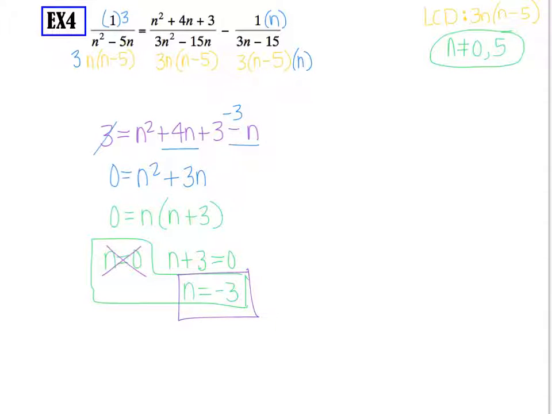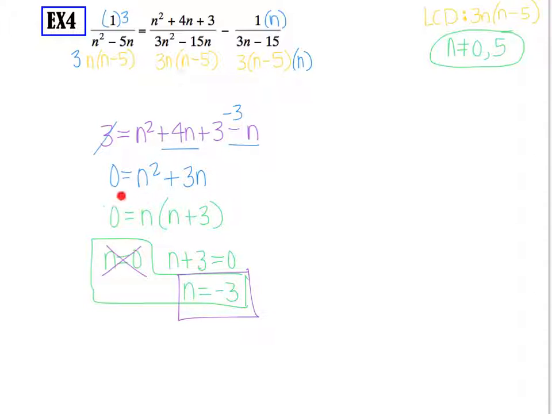Most of the problems that you see on here, you can solve by factoring. So I saw that they have a common factor, so I factored out an n. So I ended up with 0 equals n times n plus 3, because I took the n out.